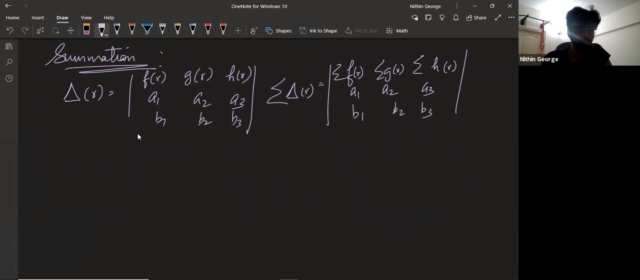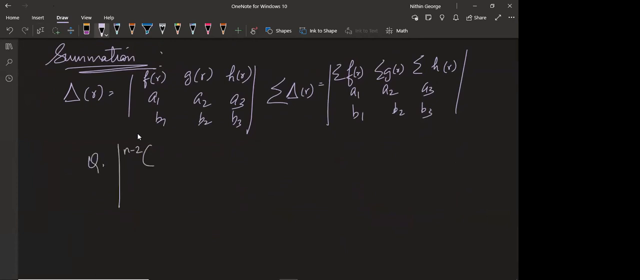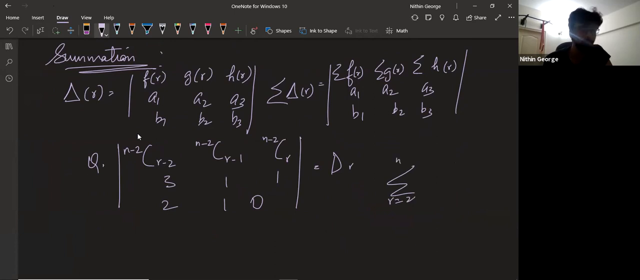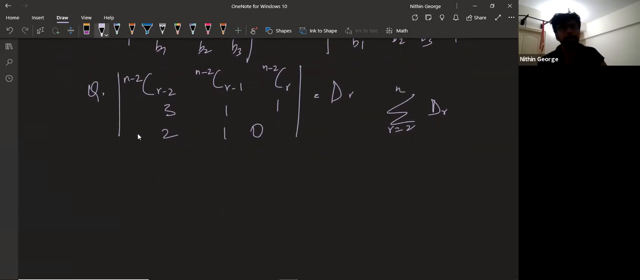No, sir. Okay, let's quickly do one problem. N minus 2 CR minus 2, N minus 2 CR minus 1, N minus 2 CR, 3, 1, 1, 2, 1, 0, equal to determinant at R. Find the sum for R equal to 2 to N of determinant of R. What do you do here? Simply put sigma here, R equal to 2 to N, that's it. You see, R is only on one row, so you simply put sigma here. That's the idea. Okay, R equal to 2 to N.